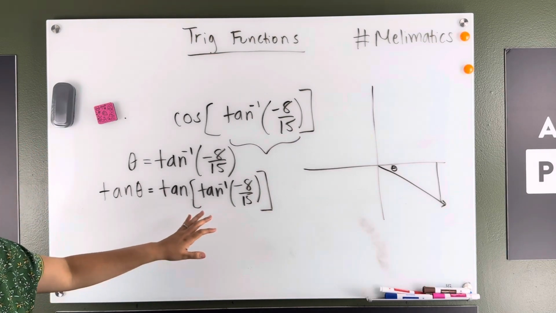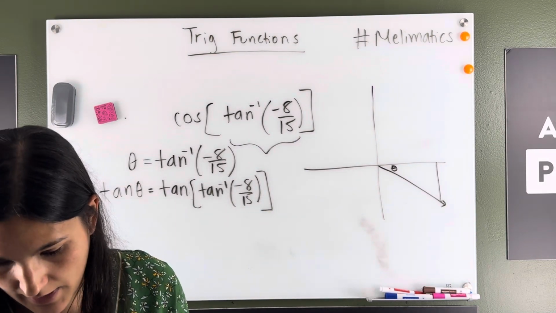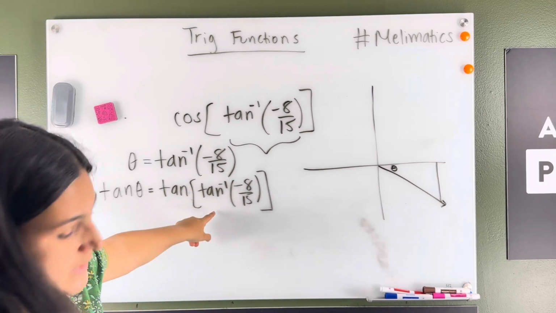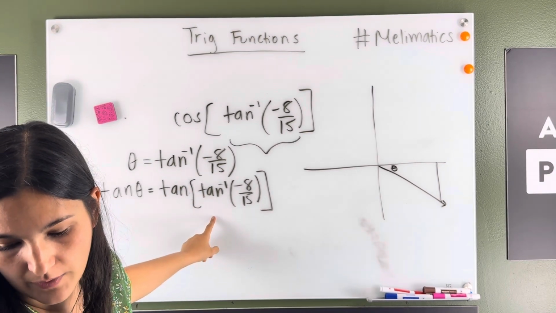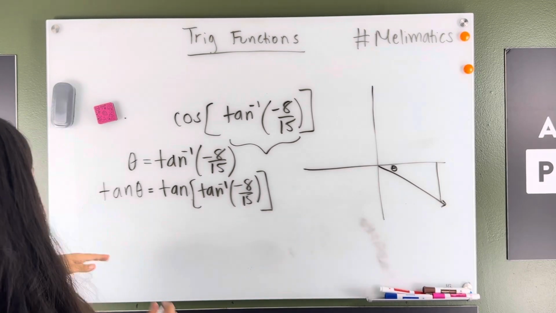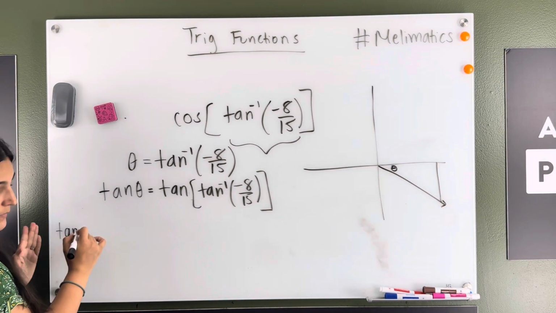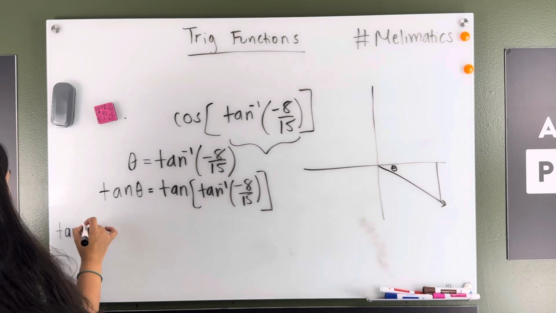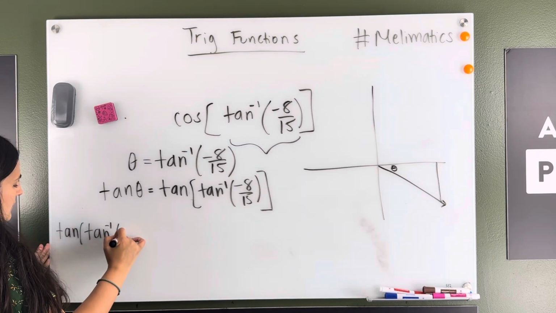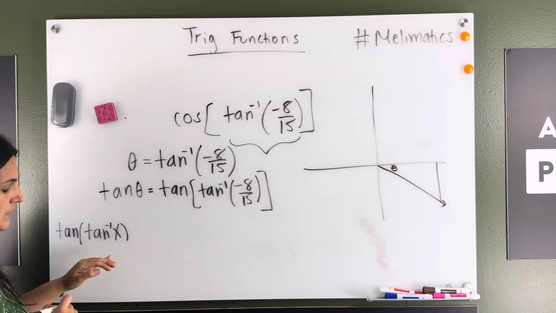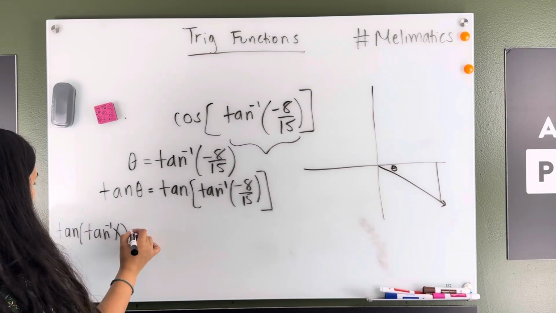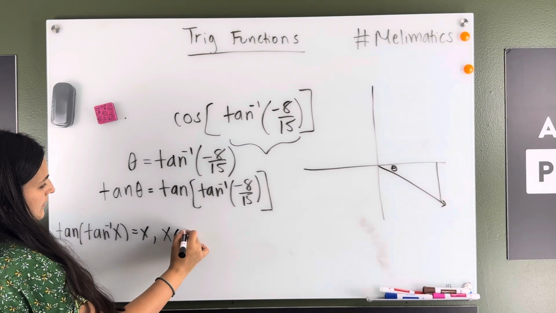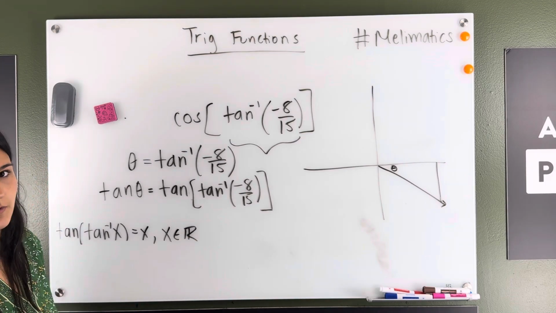Okay, and then these will cancel as long as our tangent, which is the one inside, says x for all real numbers. So again, this is all in your textbook, but let's say that we want to compose tangent and arctangent. The tangent and arctangent will cancel, and you'll be left with just this x for all x of the real numbers, okay?